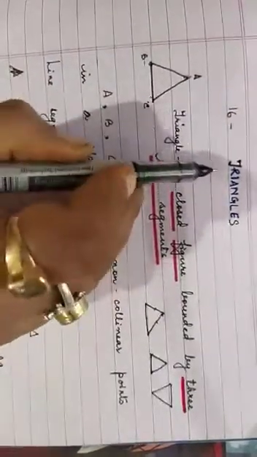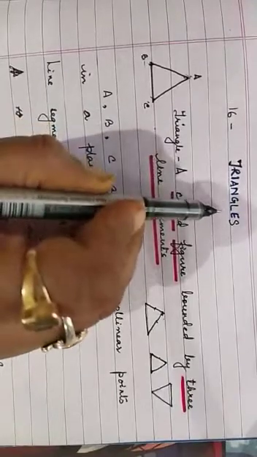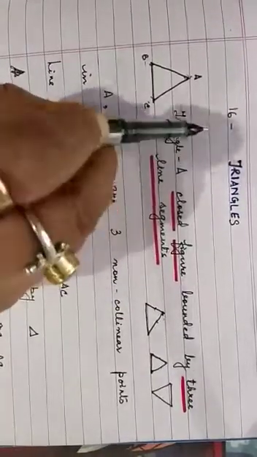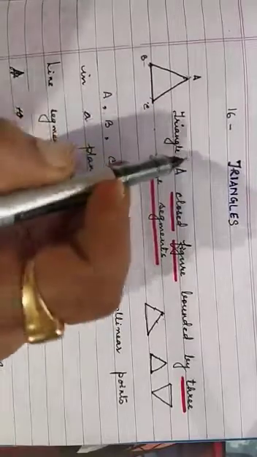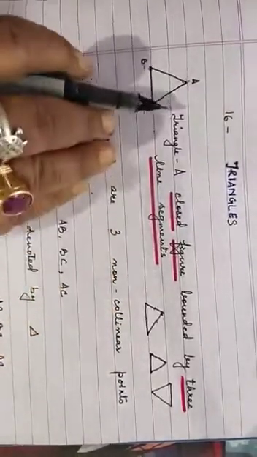Today we are going to start with the chapter triangles. This is lesson number 16, and this is the first chapter we are going to do of your final term portion.